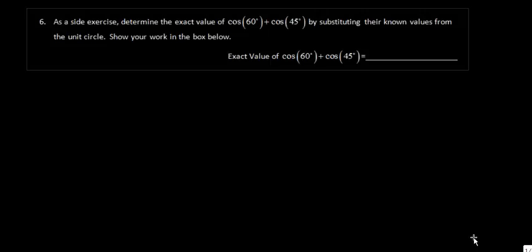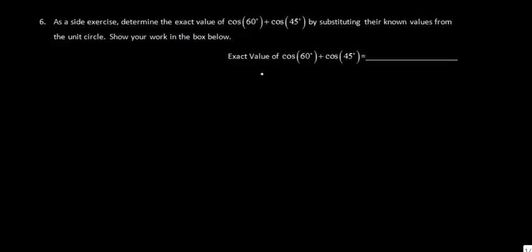Okay, what we're trying to show is that you can't distribute the function into the two values, at least not for this type of function. So what I've asked you to do is to find the exact value of cosine 60 plus sine 45.